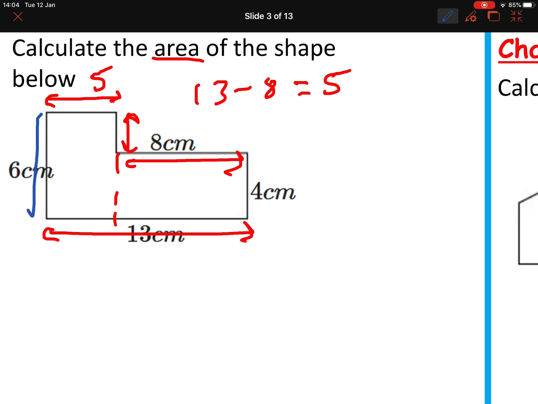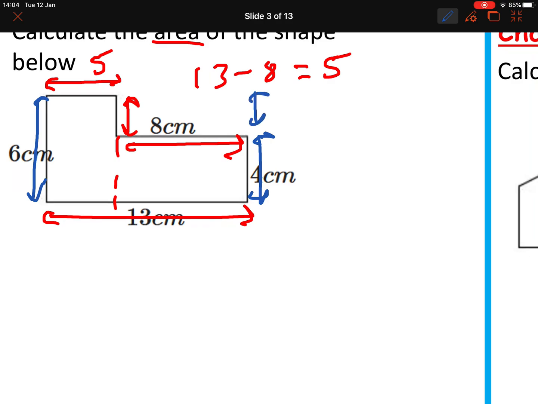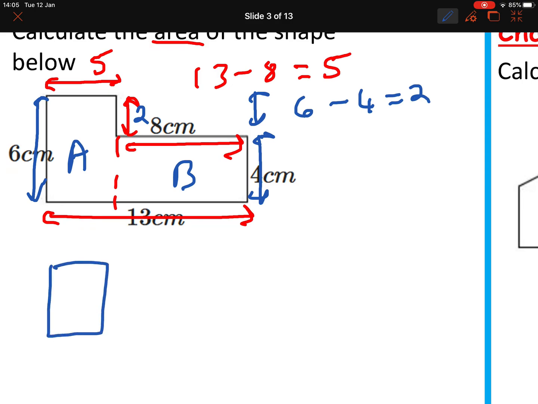Similarly, when we look downwards, the total length from this point to this point is 6 centimeters, and the distance from this point to this point is 4 centimeters. So we need to work out what we need to add to 4 to get 6. All right, so that would be just this little length here, okay? So 6 minus 4 is just going to be 2. All right? Now, I will call this shape A and this shape B.